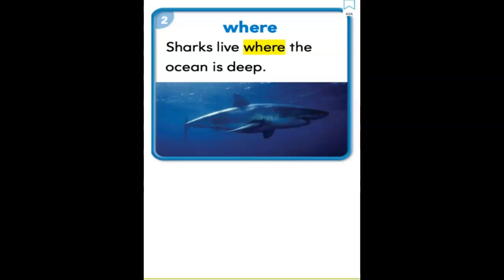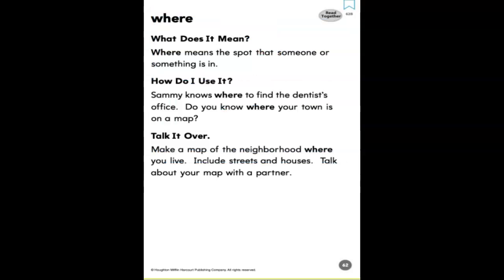Number 2, where? Sharks live where the ocean is deep. Where, what does it mean? Where means the spot that someone or something is in. How do I use it? Sammy knows where to find the dentist's office. Do you know where your town is on a map?